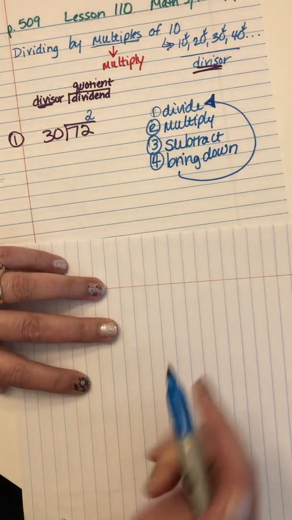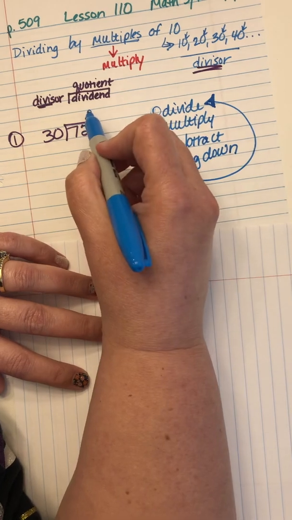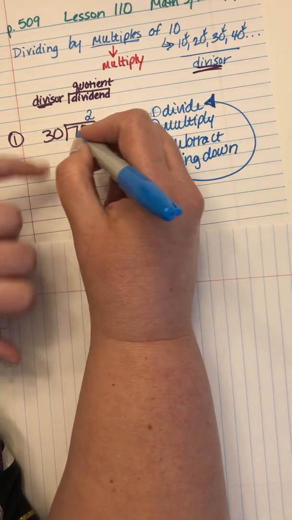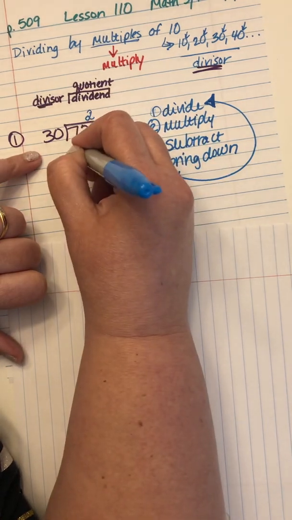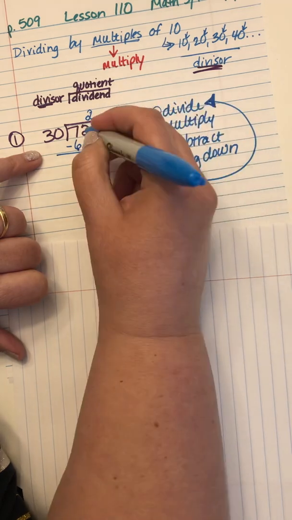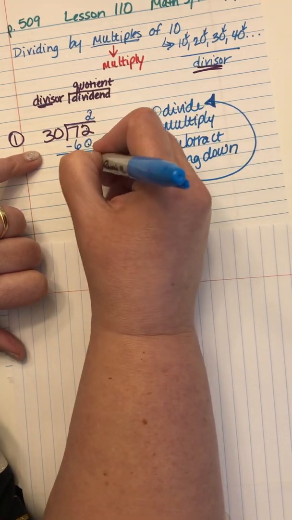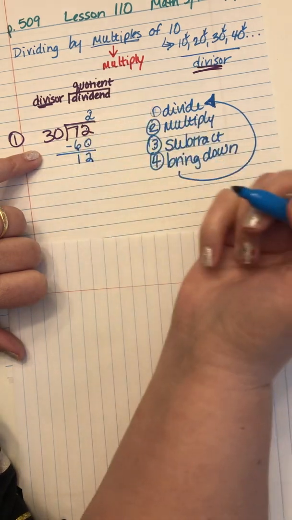Okay? So we've divided. Now we're going to multiply. 2 times 0 is 0. 2 times 3 is 6. My next step is to subtract. 2 minus 0 is 2. 7 minus 6 is 1.